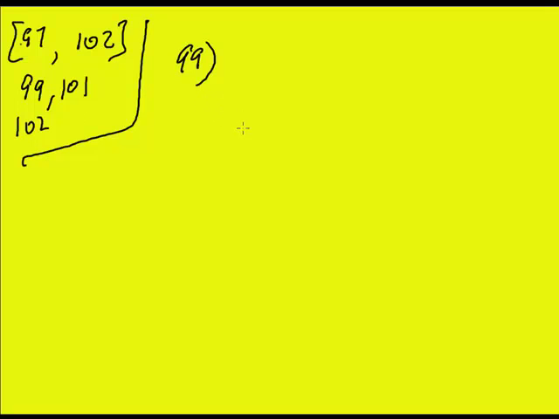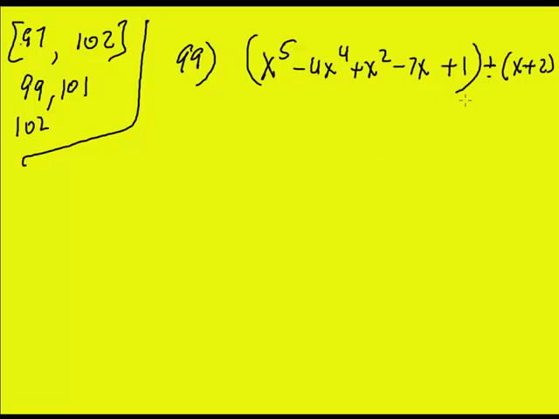99, find the remainder on the division. So they want me to divide x to the 5th minus 4x to the 4th plus x to the 2nd minus 7x plus 1 by x plus 2, and then find the remainder. This is to the first power. If that's to the first power, then you're going to have some choices. Yes. X to the 3rd. Oh, thank you. X to the 3rd.